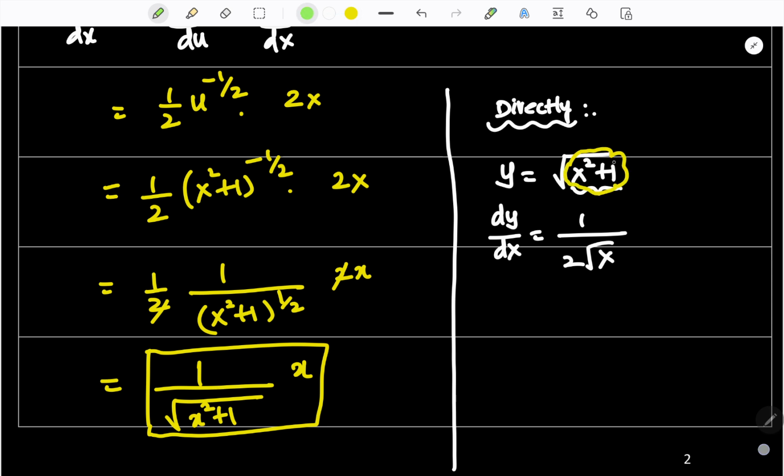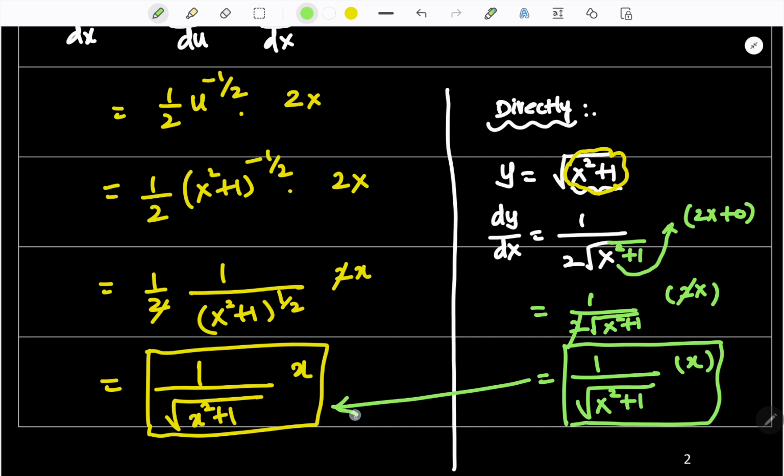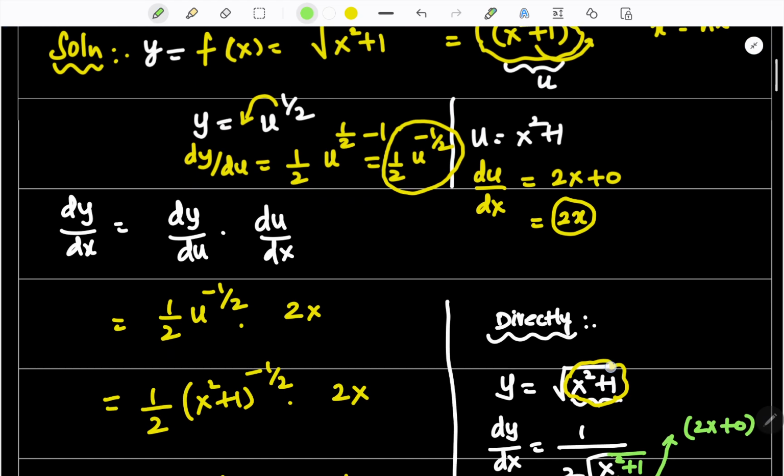So I need to take the derivative of that one again. What is the derivative of x square? Which is 2x. What is the derivative of 1? Which is 0. So this equals 1 by twice times square root of x square plus 1 times 2x. 2 gets cancelled. So you will get what? 1 divided by square root of x square plus 1 times x. Now look at your left hand side answer. We got it in 2 lines. But here you see how many steps we did.